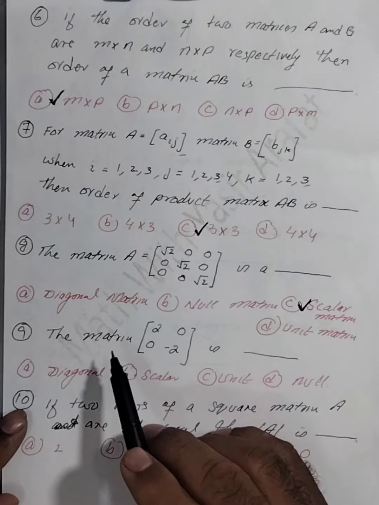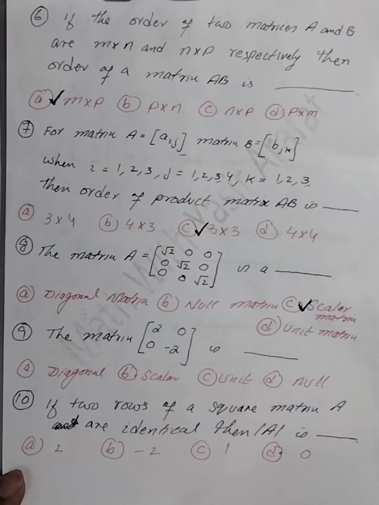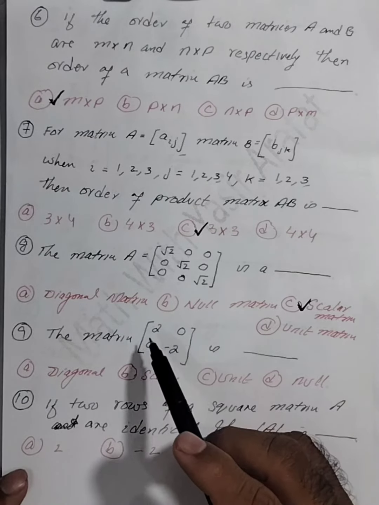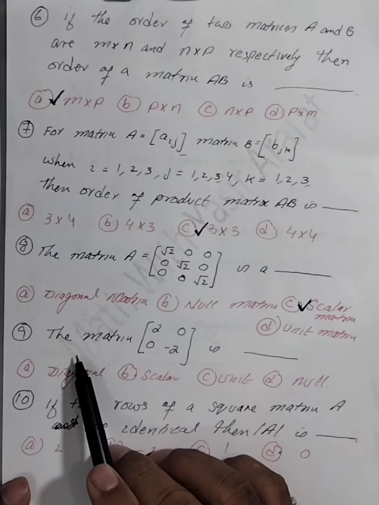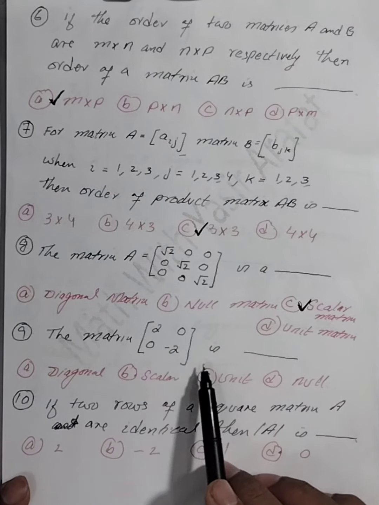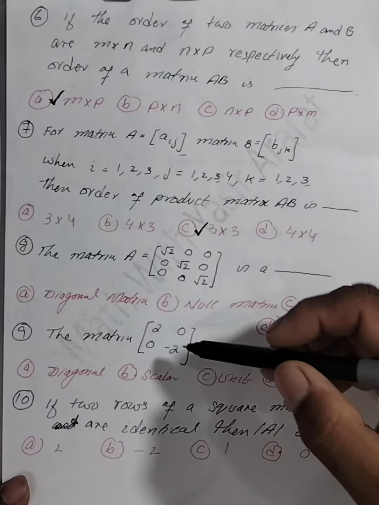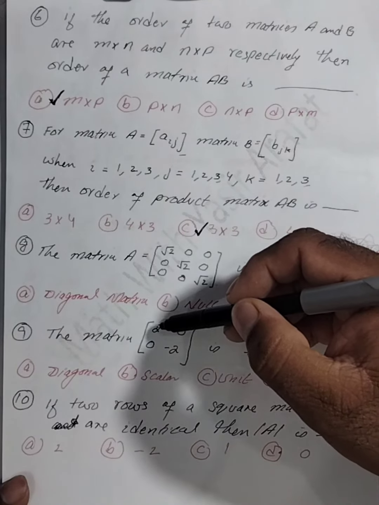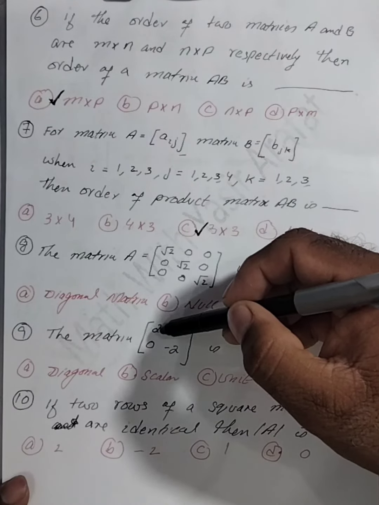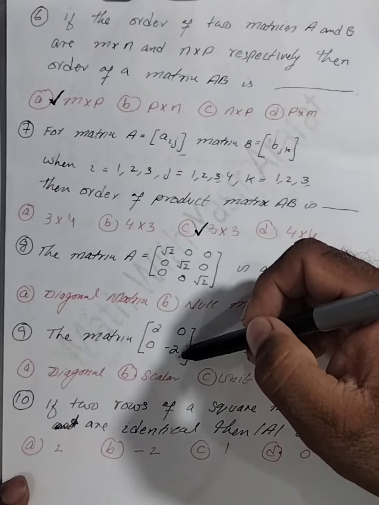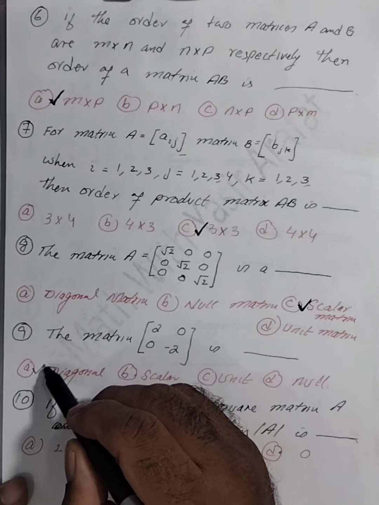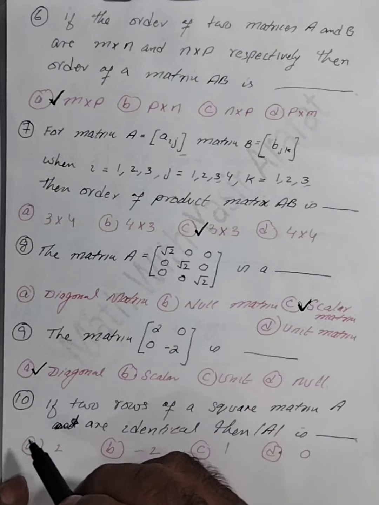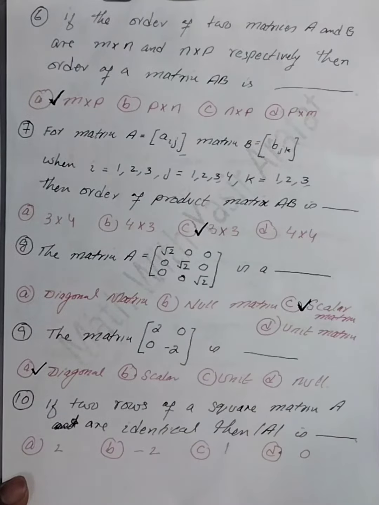Now come to the 9th MCQ here. The matrix, this is called which type of matrix? Here 2 and minus 2, they are different, so this is called the diagonal matrix here. If we have the same elements, it is called the scalar matrix.